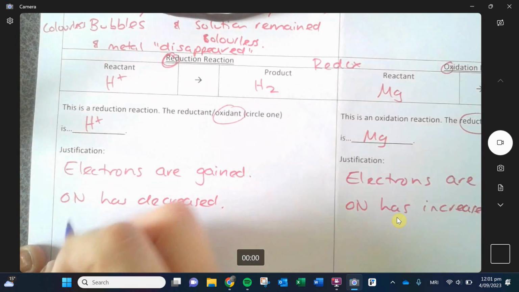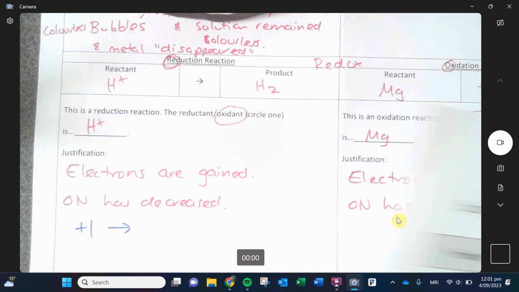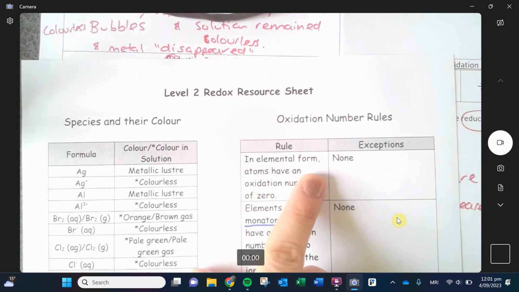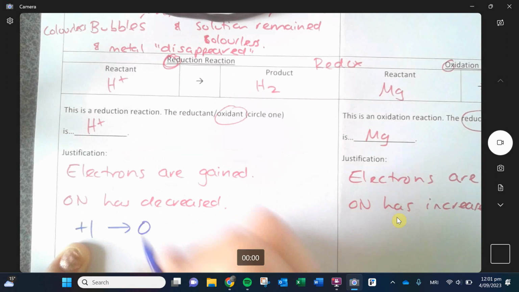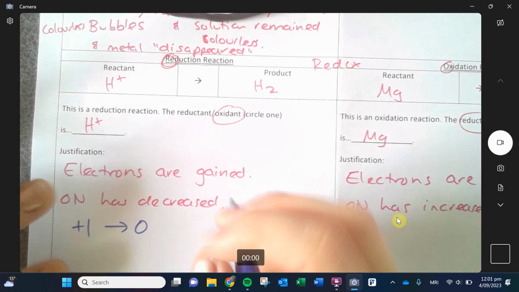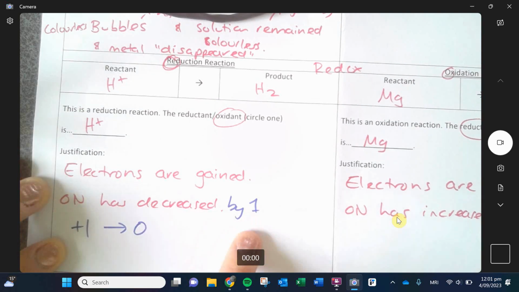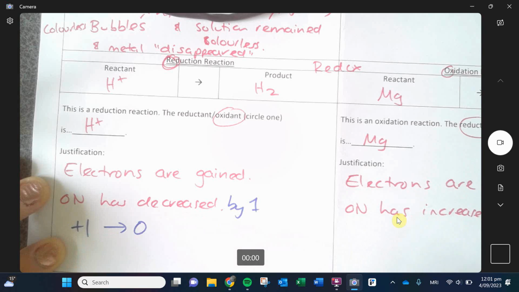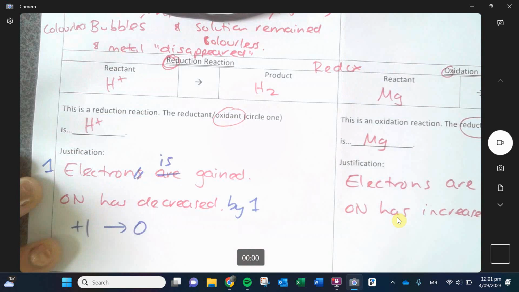All right, so I know I've gone from +1, and then I need to figure out what number it's going to. Again, we go to our rules. This is now hydrogen in the elemental form. So I see here, in the elemental form, atoms have an oxidation number of 0. So this is going to go from +1 to 0. So it's decreased by 1. I'm giving the specific numbers of how it decreased. And since I've only had a decrease in 1, I've gained 1 electron. So 1 electron is gained. Cool. All right, next one.